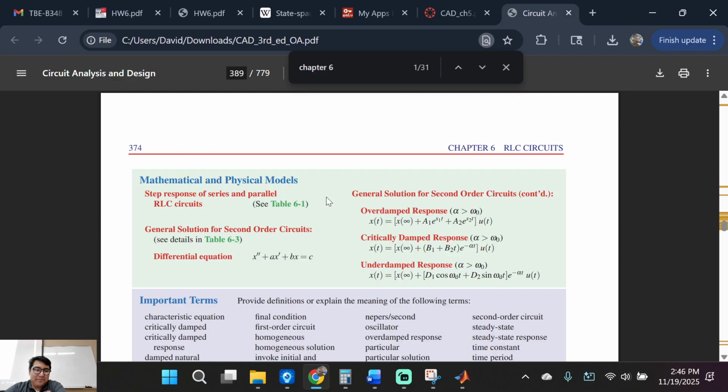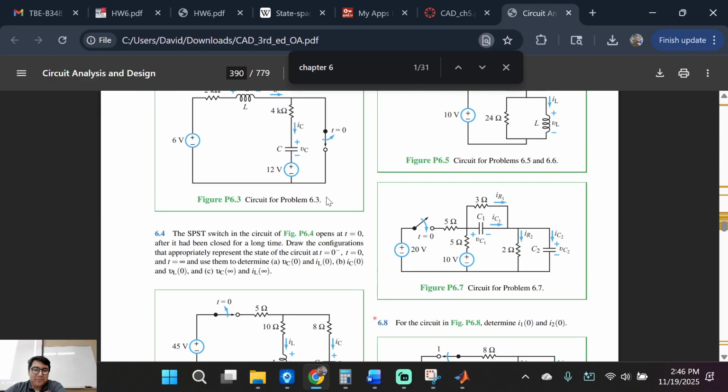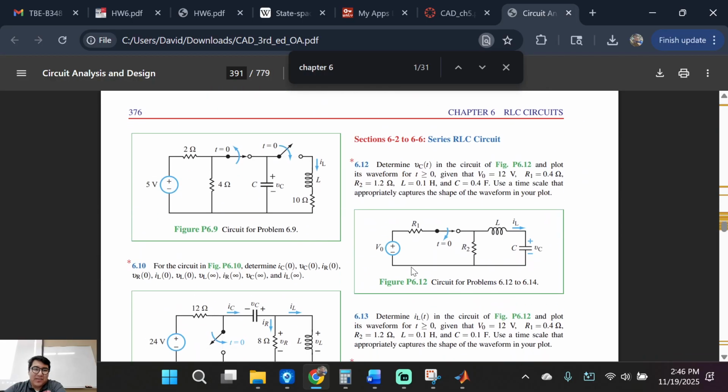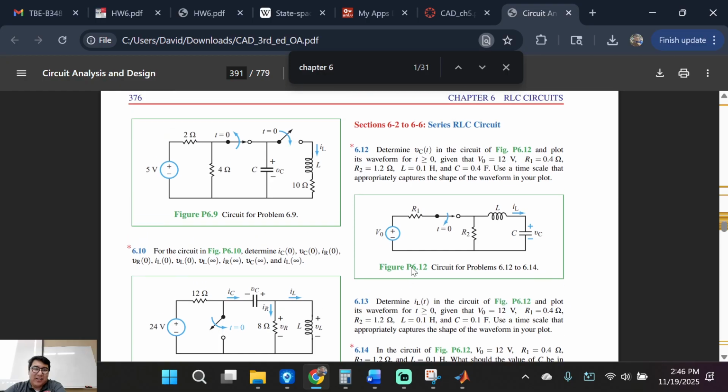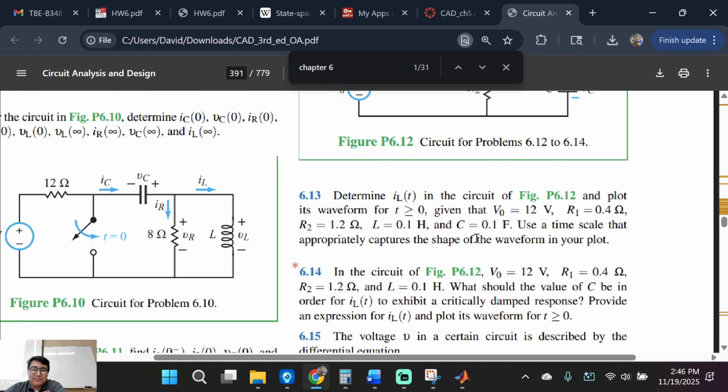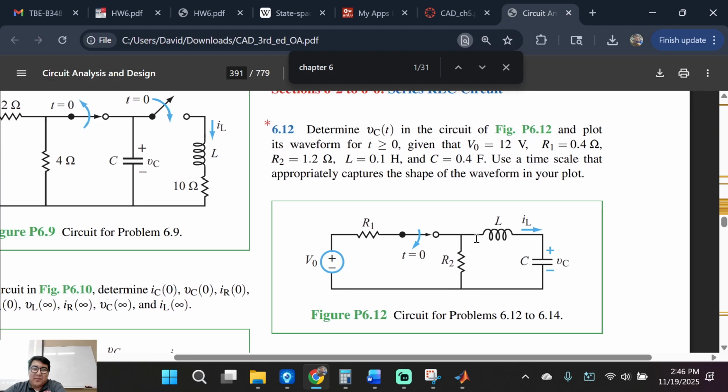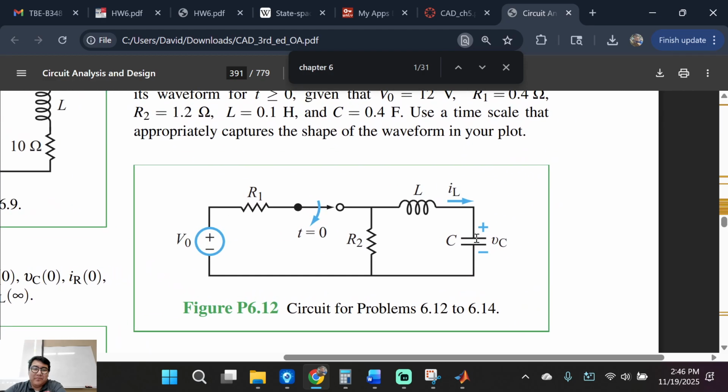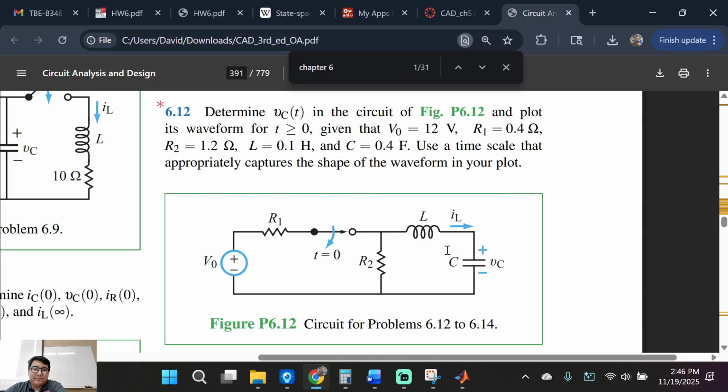Let's see. Problem 12. Is this just continuing more RC circuits? Or LC? Stuff like that. Determine VC in the circuit. Right? Do you know how to do that problem? Not that hard? Not too difficult? Want us to do it? Yeah, let's just do it.